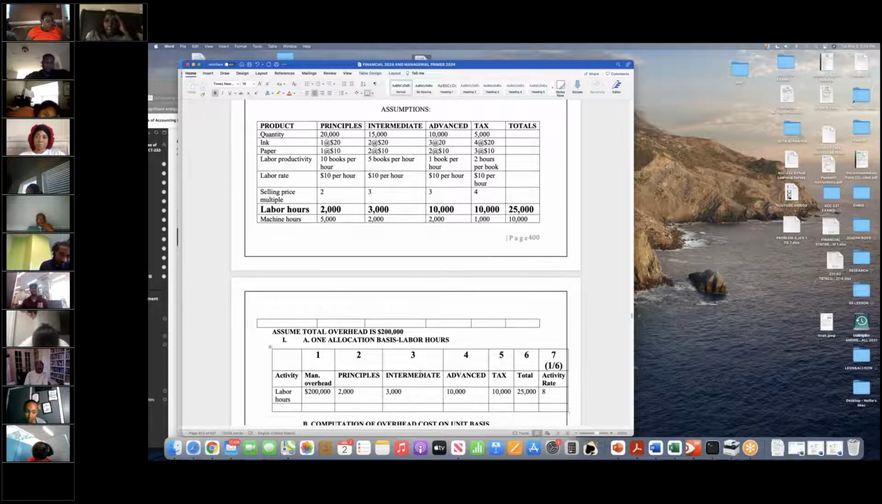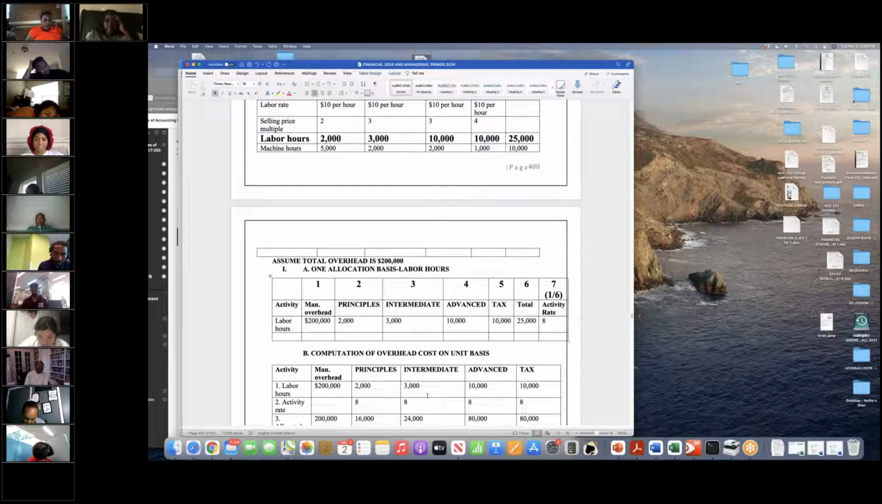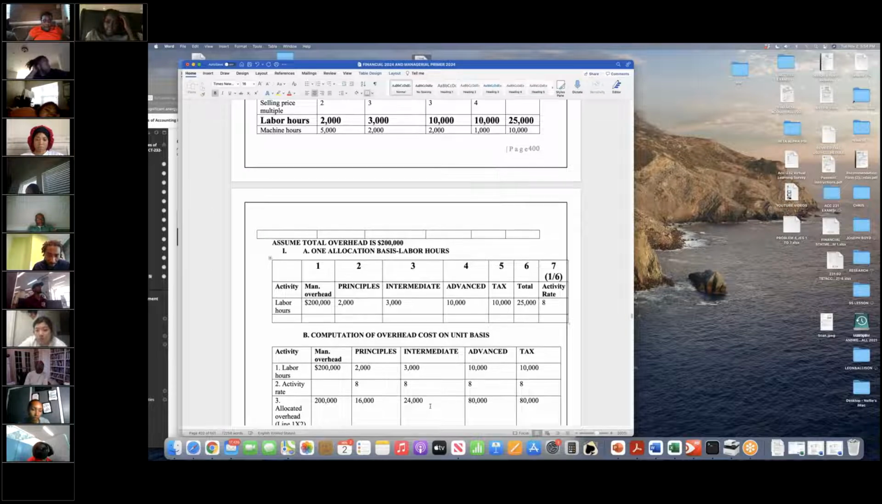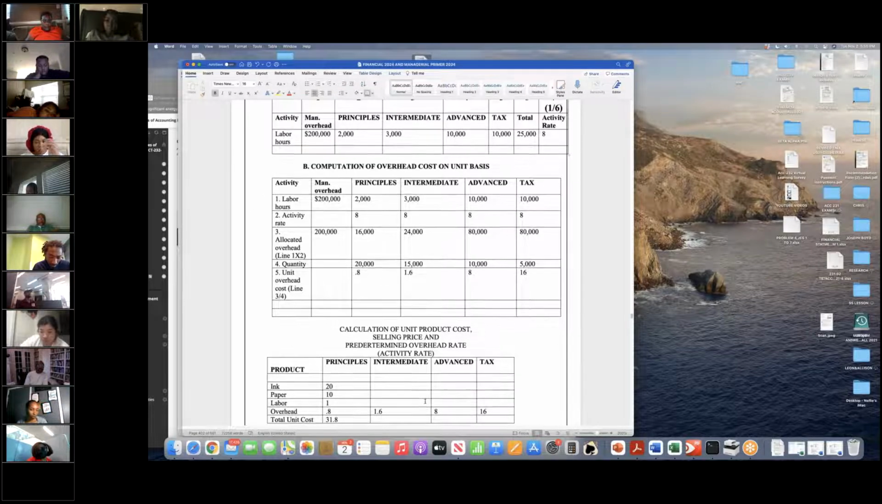So the overhead allocated was what? 3,000. Well, it's 3,000 labor hours. So 3,000 times 8 gives us 24,000. So we're going to divide the 24,000 by the 15,000 quantity, and we get 1.6. So can you fill in the rest of this chart now?